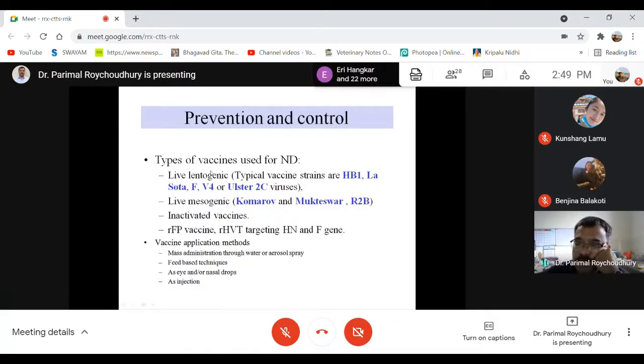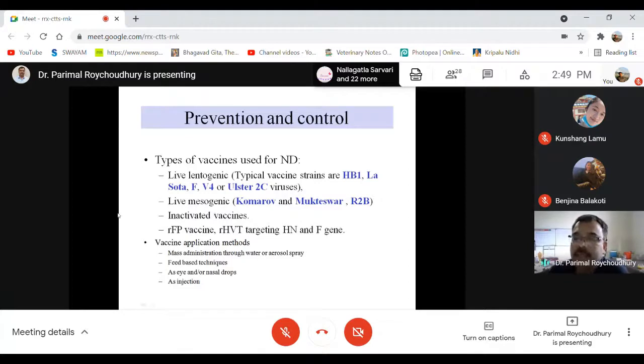Once the birds have taken these primary vaccines with Lasota or F strain, any one of these lentogenic strains, then they are ready to take the mesogenic strains like Komarov, R2B. These are available in our market, even Mukteshwar also, but Mukteshwar is a little bit more hot strain than the other strains. One of the problems with live mesogenic strain is that if the birds have not taken the lentogenic strain and straightaway you give the mesogenic strain, a few birds may die after vaccination, because these are mesogenic strains and they can cause some death in the bird also.